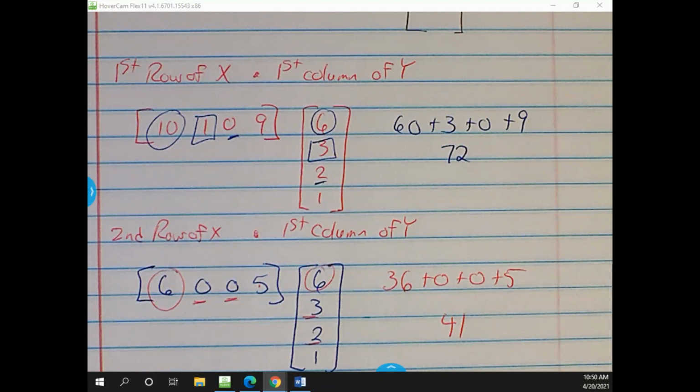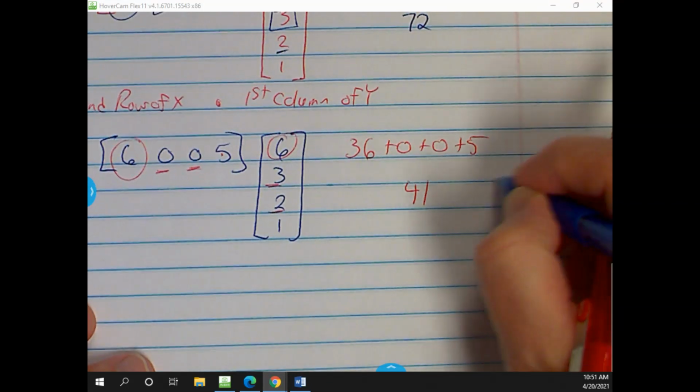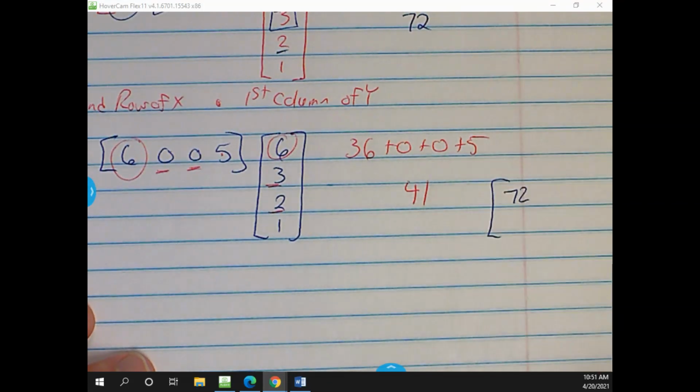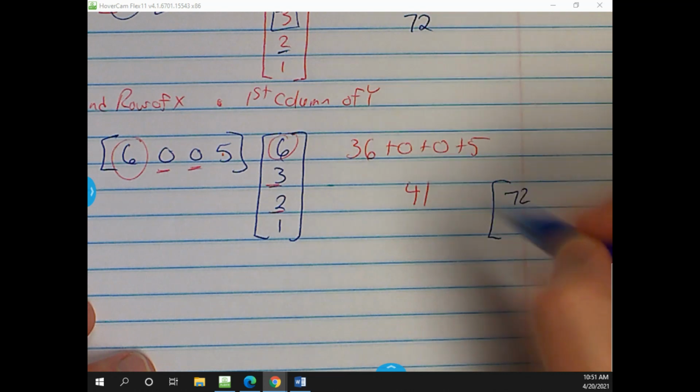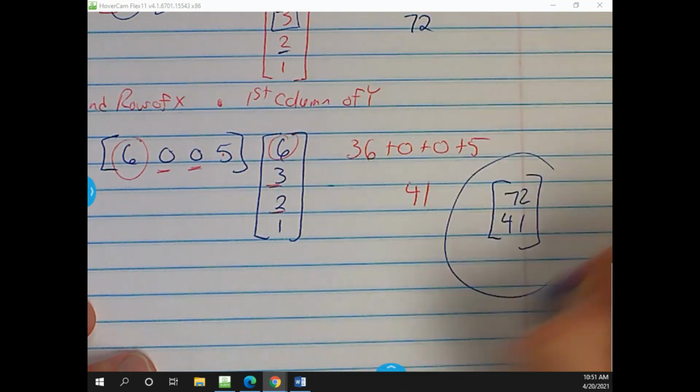Okay, and then scrolling back up here, that would make that matrix 72, 41. I'll bring it back down here so we can see a little bit better. So 72 was that first number we found from up here. 41 was the second number. So that would be the final answer we're looking for: 72, 41.